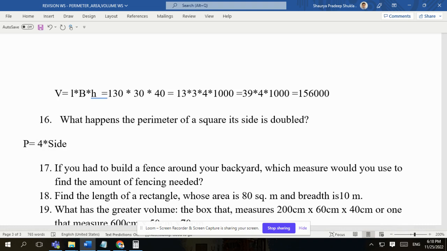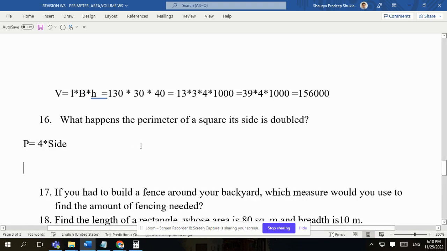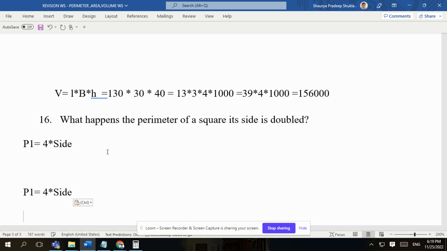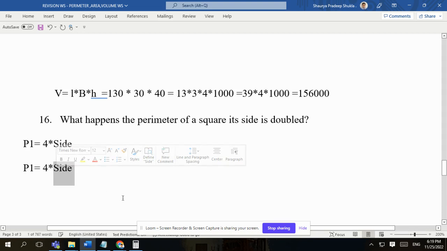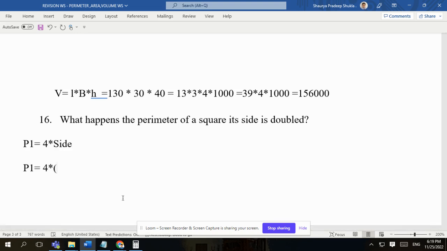Now what we are saying is this: if the side is doubled, that means the side is 2 times the side, right? Let's say this was the original perimeter. I need to find the new perimeter. In the case of the new perimeter, the side is double. That means rather than side, it's now twice the side, right?